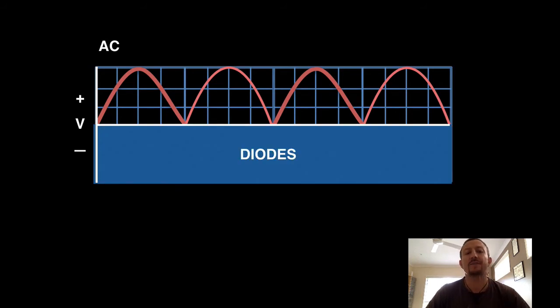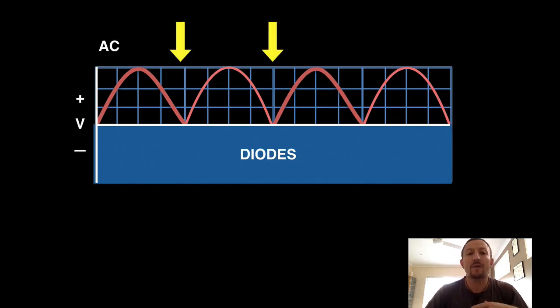So the diodes have the effect of putting the bottom half of the curve, or the negative part of the curve, above the line. So we get these humps. Now even so, this is not good, because we're going from 0 volts to a maximum, then down to 0, to a maximum, then down to 0, to a maximum. The appliance still doesn't like that.